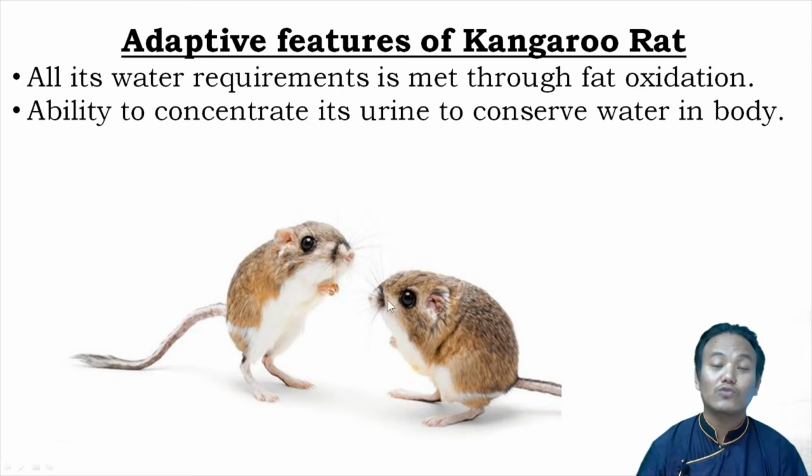So they do not need to drink water. And then the second adaptive feature is they have the ability to produce concentrated urine, right? They have the ability to concentrate their urine. So this helps in conservation of water in their body. So these are the adaptive features of the kangaroo rat, which make them survive in desert conditions.